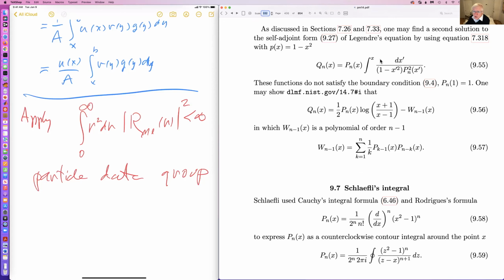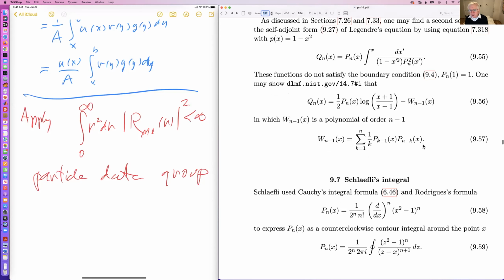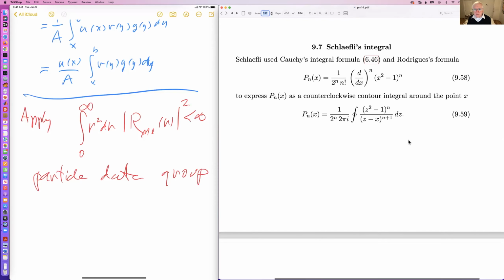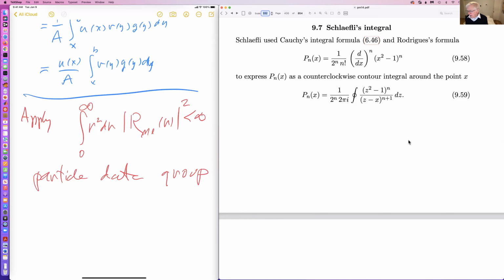Anyway, there's a second solution, of course, to Legendre's equation. And instead of the polynomial, we get something called Qn. And the Qn's are Legendre polynomials times log terms, and then a W. And the W is itself a polynomial in Legendre polynomials. Okay, well, that's probably not the most important thing in the world for us right now.